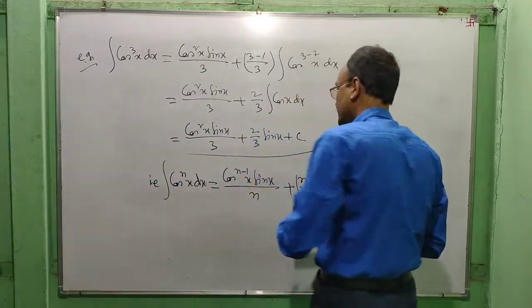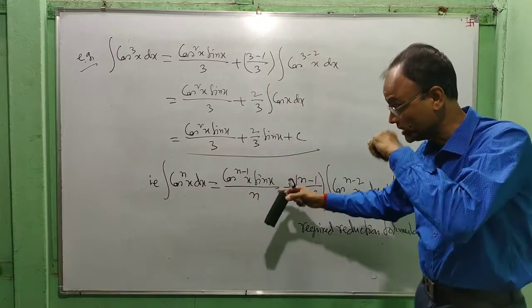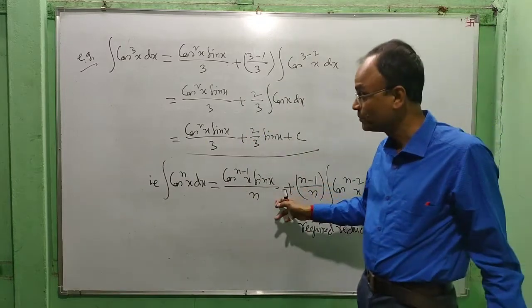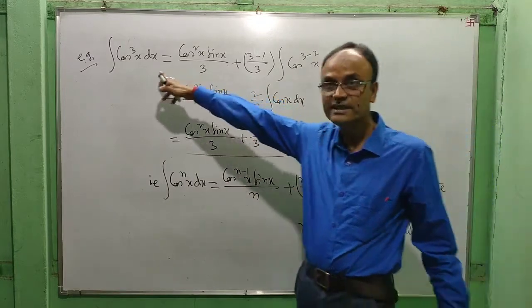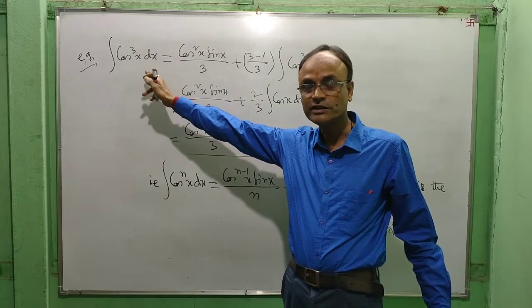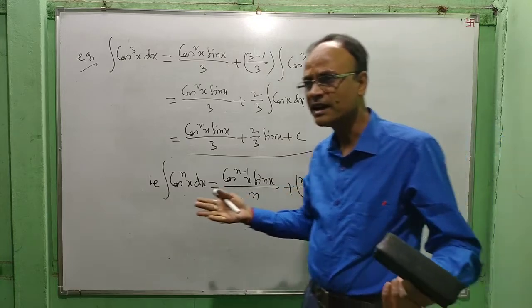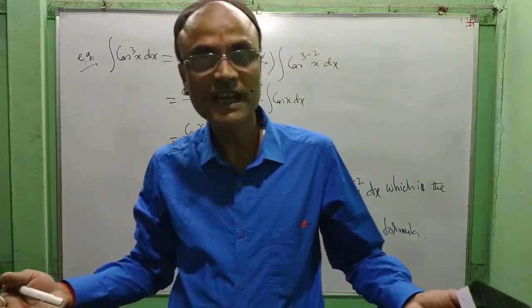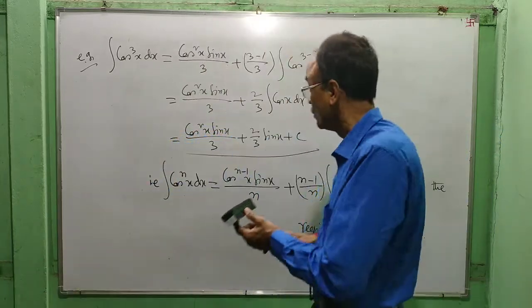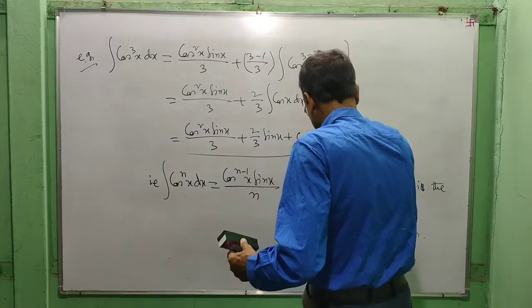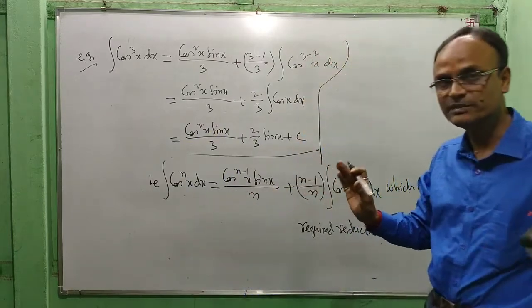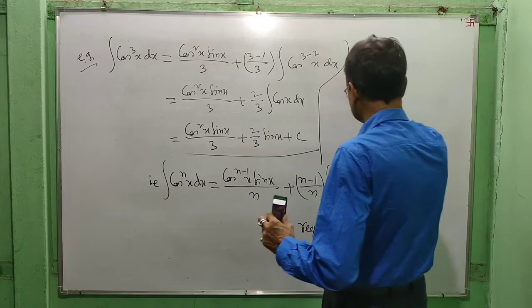Now, integration of cos cube x dx, using this formula we have calculated integration cos cube x dx equal to this. At the class 11-12 level, we solve this problem like this. Thus, let us verify this.